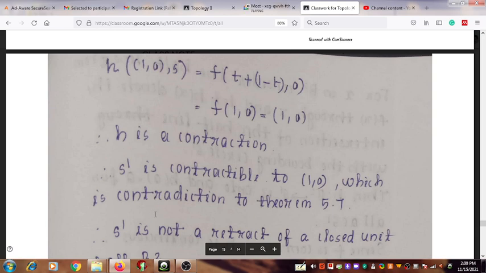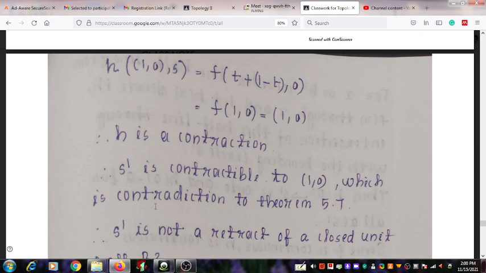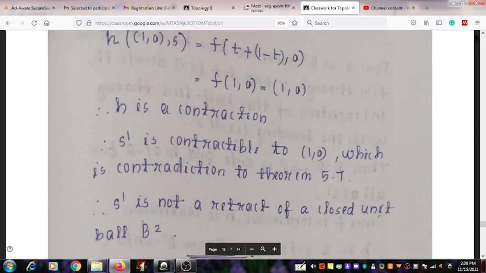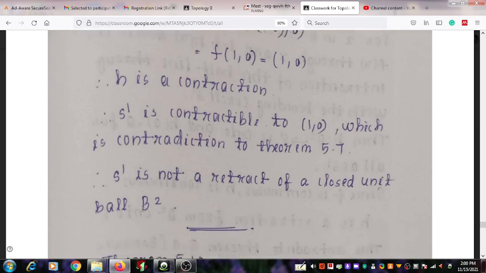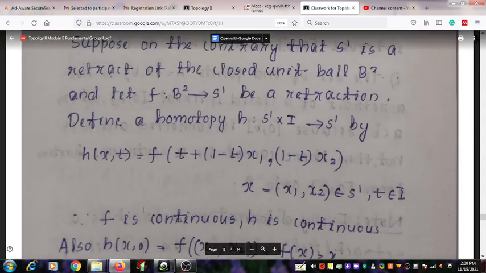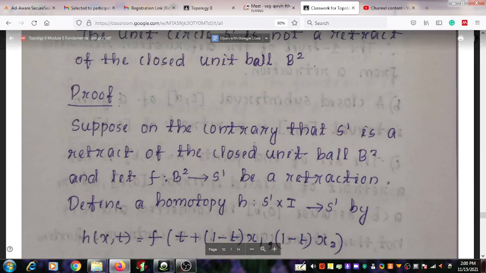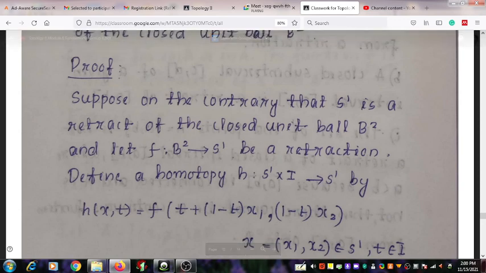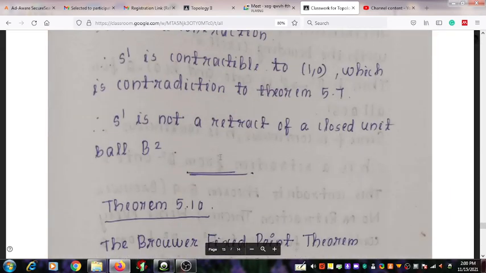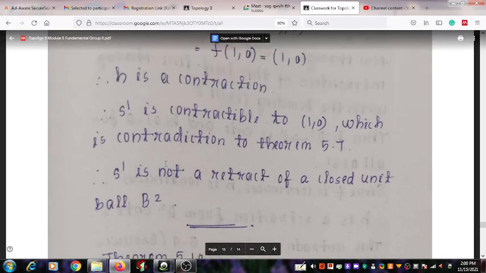That theorem says that S1 is not contractible to a point. And therefore S1 is not a retract of the closed unit ball B2. So our assumption must be corrected. We assumed the contrary, that S1 is a retract of the closed unit ball, and this is corrected: S1 is not a retract of the closed unit ball B2.